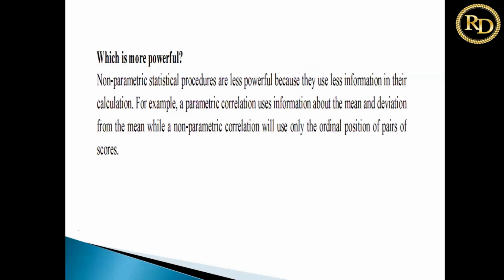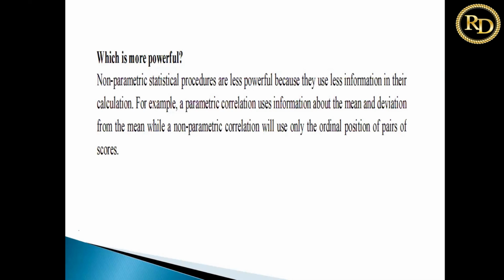Now the question arises: if we are dealing with parametric and non-parametric tests, which one is more powerful? Obviously, non-parametric statistical procedures are less powerful because they use less information in their calculation. For example, a parametric correlation uses information about the mean and deviation from the mean, while a non-parametric correlation uses only the ordinal position of pairs of scores. It means in parametric tests we use the Karl Pearson correlation coefficient, and in non-parametric tests we use the Spearman rank correlation coefficient.